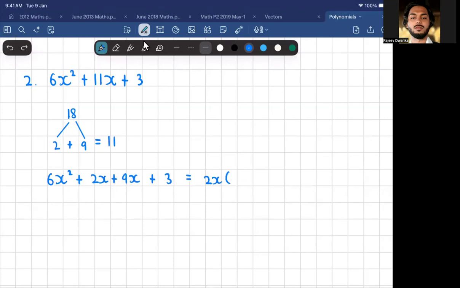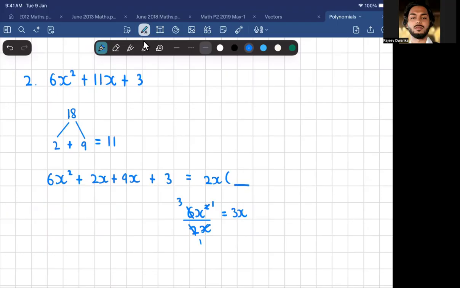So if you're having trouble with it, do the long way. That would be 6x squared divided by 2x. 2 into 2 is 1, 2 into 6 is 3, right? One of the x's here will cancel off with one of the x's on top. So I'll end up with 3x.